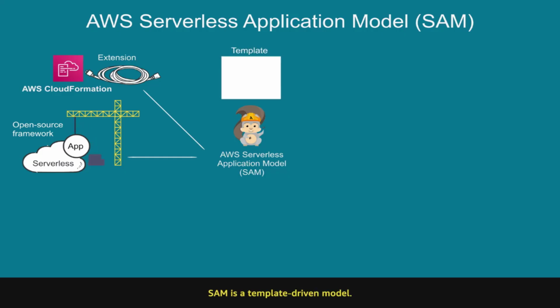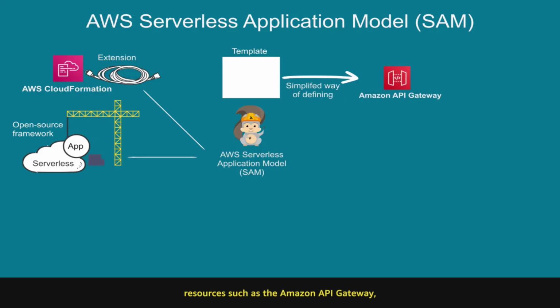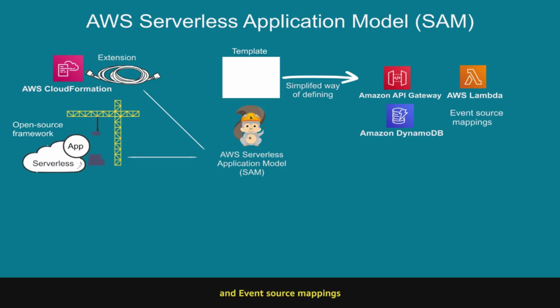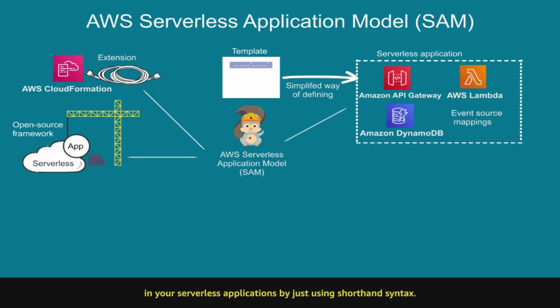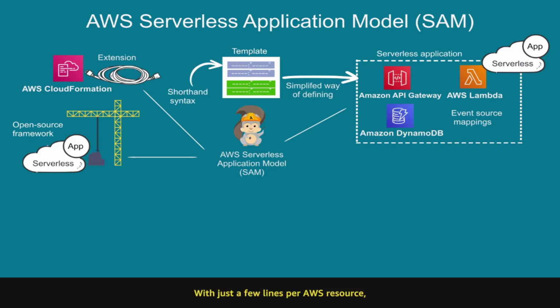SAM is a template-driven model. The template provides a simplified way of defining resources, such as the Amazon API Gateway, AWS Lambda functions, Amazon DynamoDB tables, and event source mappings in your serverless applications by just using shorthand syntax.